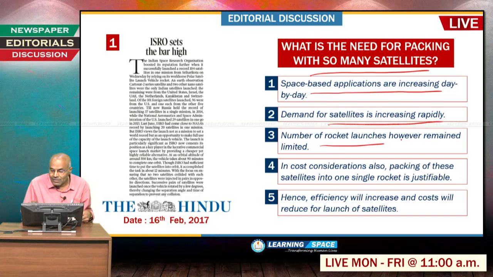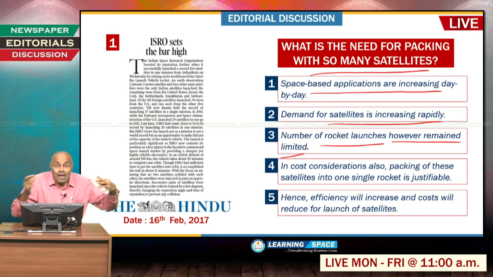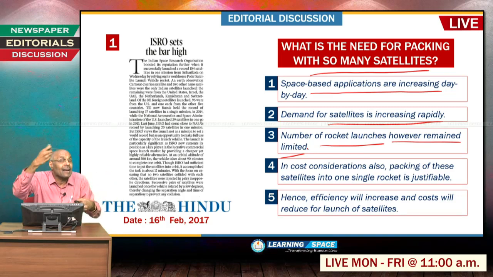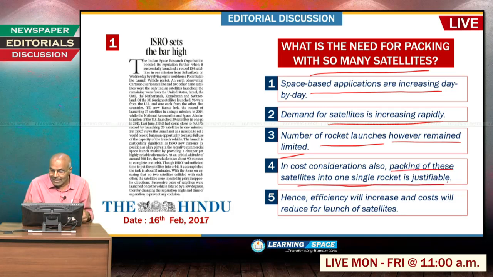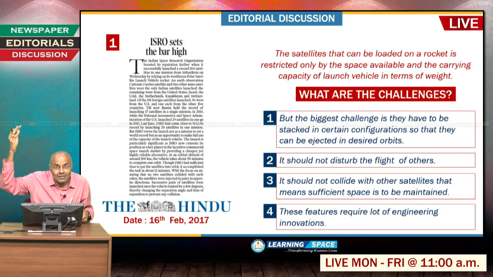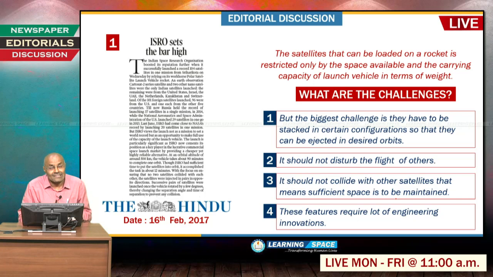Number of rocket launches however remained limited. Rocket launch is a costly affair, and more nano satellites are to be clubbed together, and launching them is cost effective. So, packing of these satellites into one single rocket is justifiable, hence efficiency will increase, cost will come down. That is the ultimate purpose of packing them and launching. Then what are the complexities?